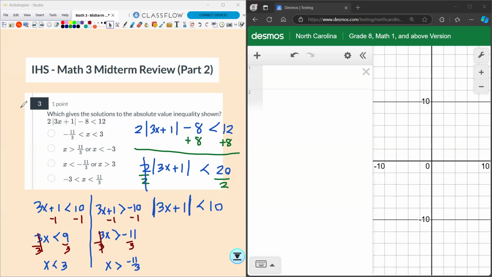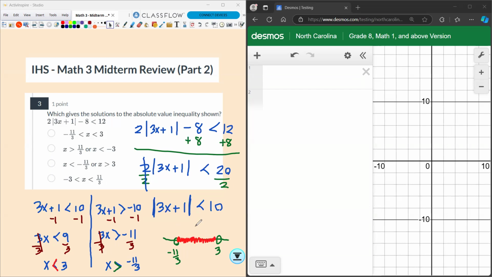Now, if you look at a number line, the negative 11 over 3 is going to be over here. This is going to be an open circle because it's not equal to. So negative 11 over 3, and then you have an open circle at 3. Now, you'll notice that this is greater than negative 11 over 3, so you actually want to go to the right of it. But then this one stops at 3 because it says x is less than 3. So it's actually going to be shaded between them.